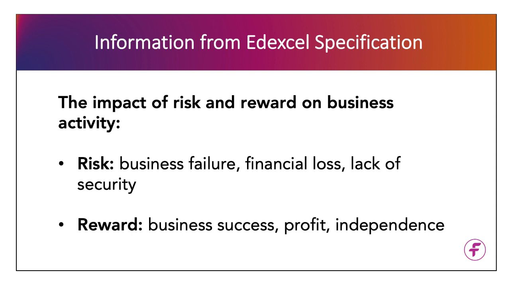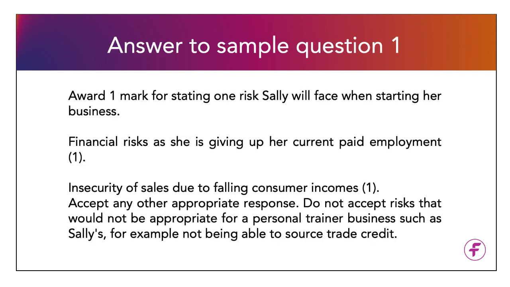Did you get it right? Let's have a look at the answers on the next slide. So as we've said, any of the points, financial risk, insecurity of selling, it's all part of it. I hope you got this right. Let's have a look at explain question. That's the 3-mark question. We talked about PEE, point, explain, effect.